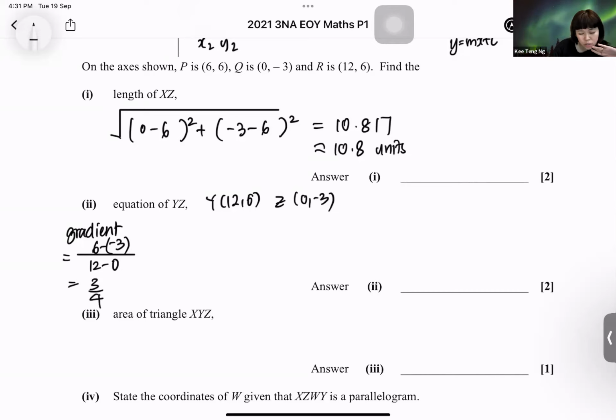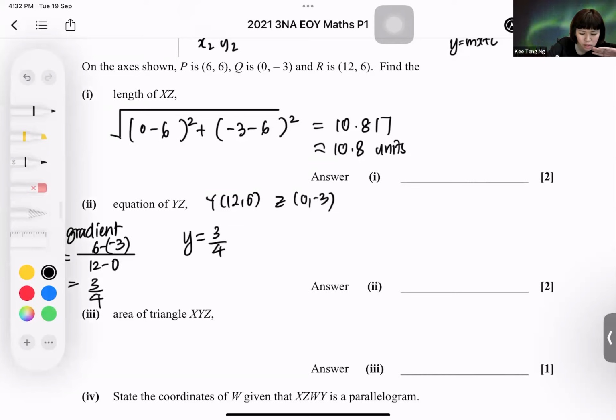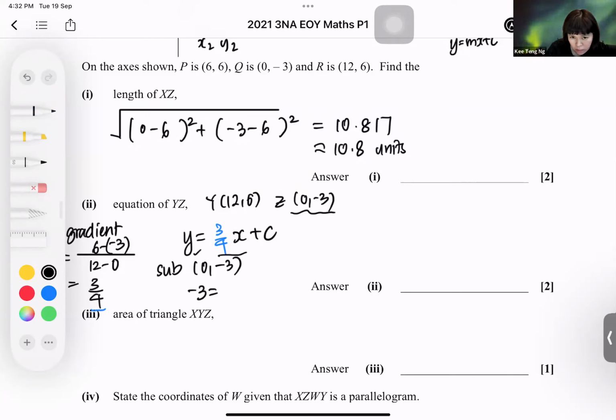Try to always leave your answer for gradient in fraction form. So m equals to 3/4. Originally it is y equals to mx plus c, right? But now our m, we found it to be 3/4. But how do we find the c? We need to substitute a point. So in this case, I'll make my life easier. I'll just substitute 0, -3. 0 times x, 0 times anything is still 0 plus c. So very obvious, y-intercept c is equals to -3.